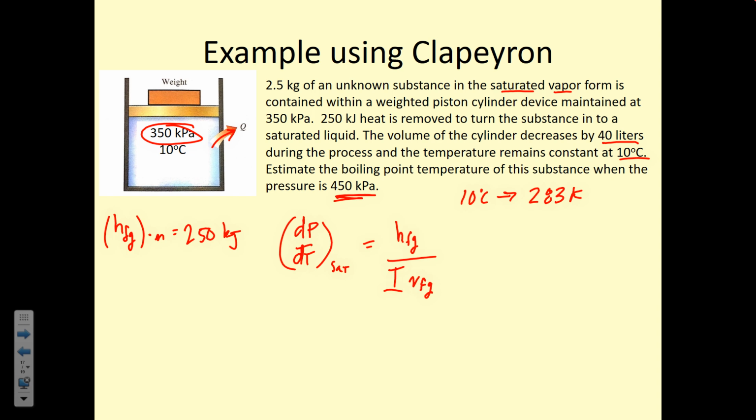We're given volume, but you would need to convert that. 40 liters is what? 0.04 cubic meters. And what else do we know? H sub Fg. Okay, so we know H sub Fg times M. H sub Fg is equal to this 250 kilojoules divided by the mass, 2.5 kilograms. So we have 100 kilojoules per kilogram as our H sub Fg.